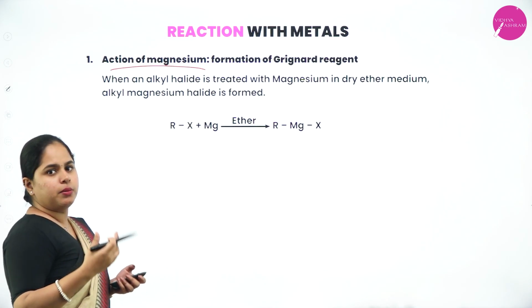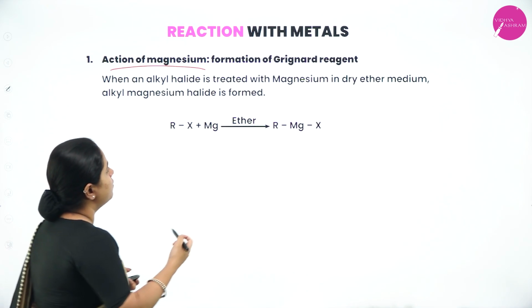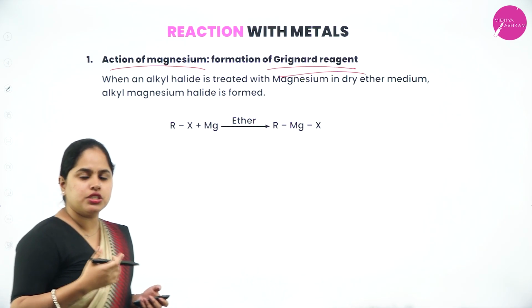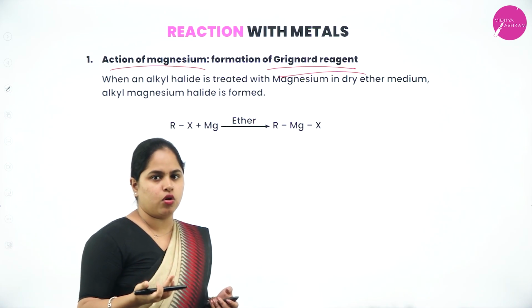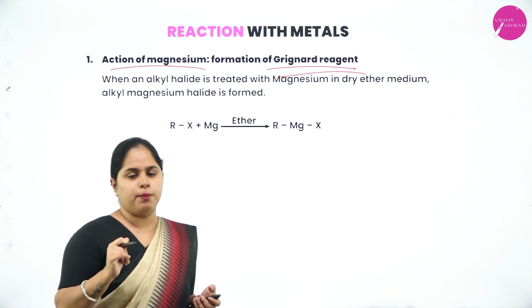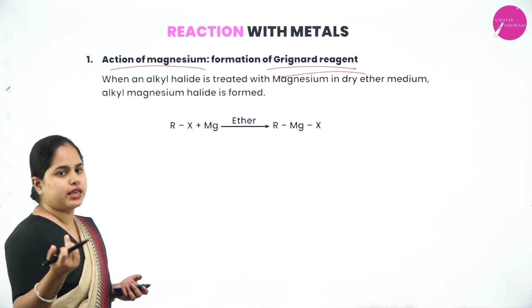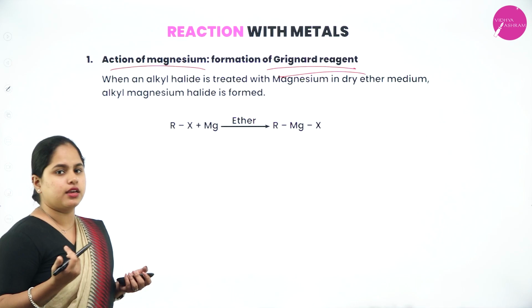First one, the metal we are using is magnesium, which is the formation of Grignard reagent. Grignard reagent is used for the preparation of various other organic compounds also, so it is very important to know how to prepare it. One method is from haloalkane, by the addition of magnesium, we can get Grignard reagent.